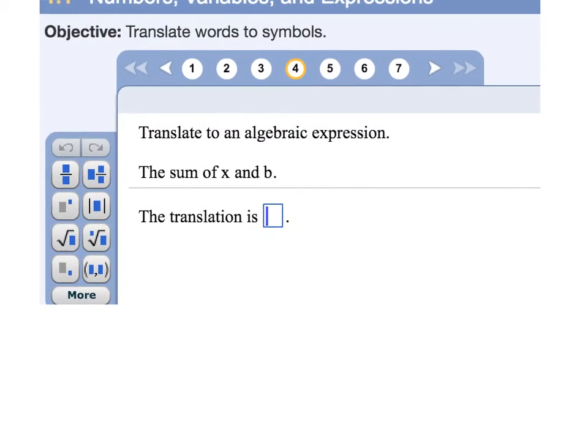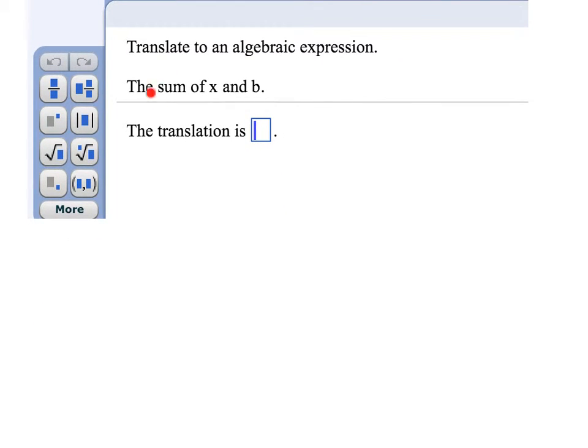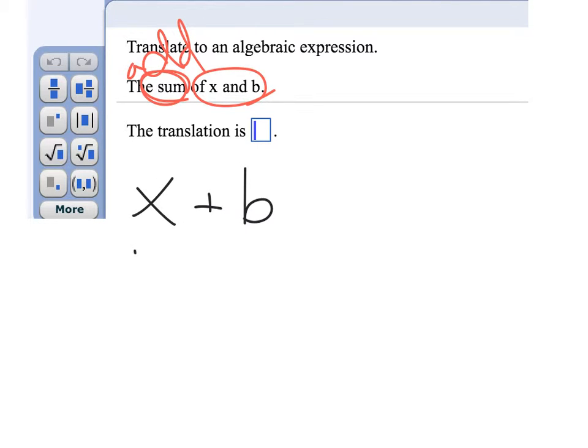Here we've got translate the sum of x and b. So what does the word sum mean? It means you're going to add. And then x and b, so we're going to add x and b. So it's going to be x plus b. Or if you want, you could do b plus x, because addition is commutative. It means you can switch the order and it's still okay. Either of those would work.